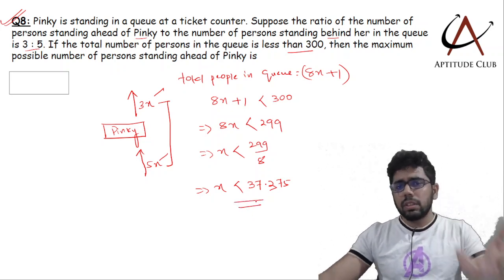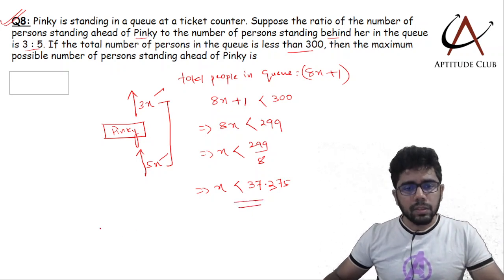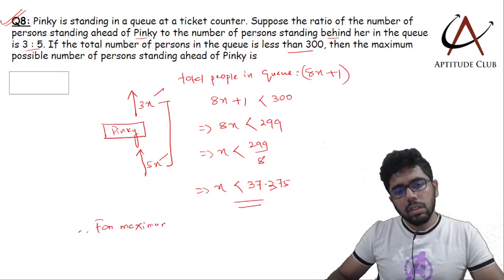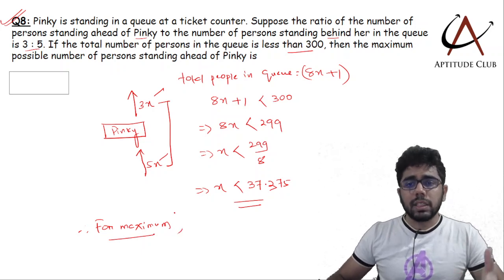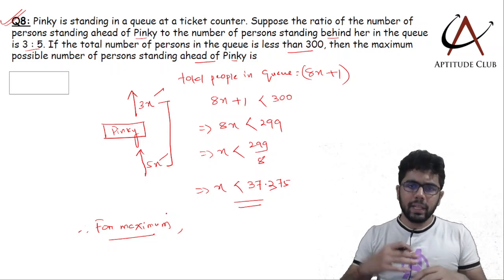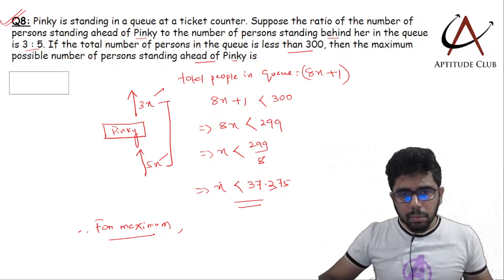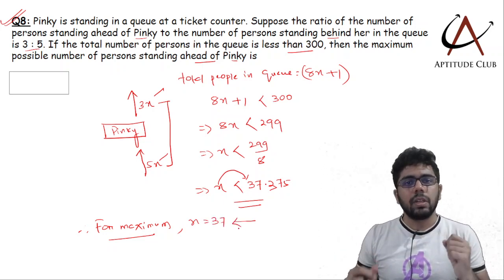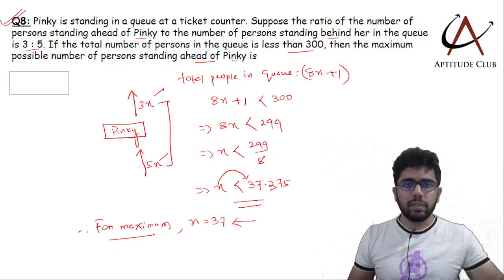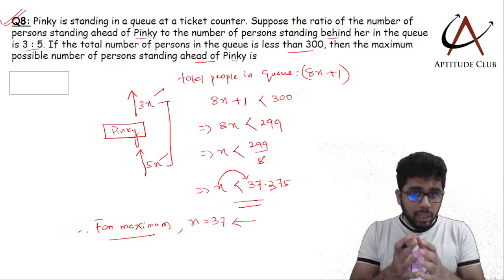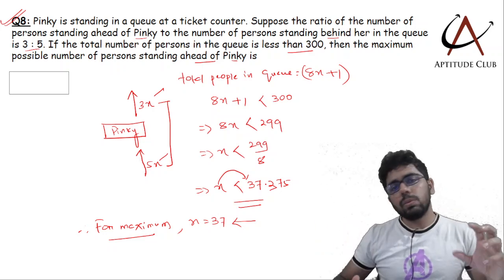But x cannot be 37.375, x has to be an integer. Hence for maximum, the question is asking for the maximum. If you want the number of people to be maximum, then the maximum number of people who are standing ahead of Pinky, you have to maximize x. Here the maximum value of x can be 37. So I'll take x as 37, because if x is less than 37.375, it can be 37, 36, 35, 34, 32, 30 and so on. But I want it to be maximum. So in my possible range, the maximum value of x is 37.